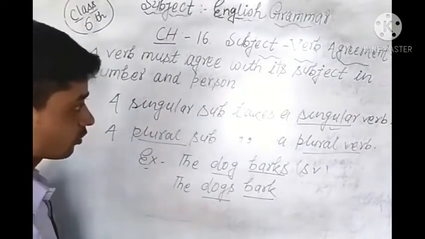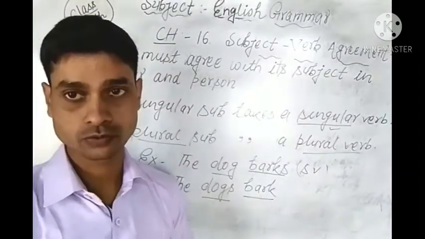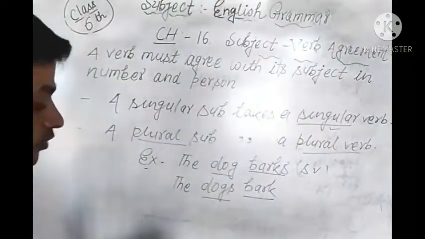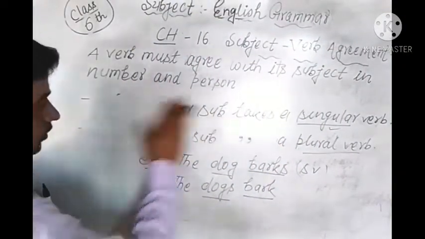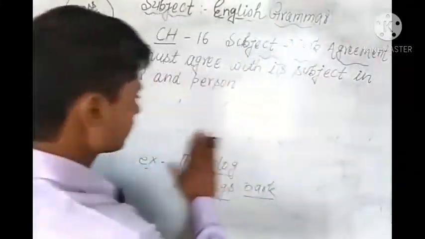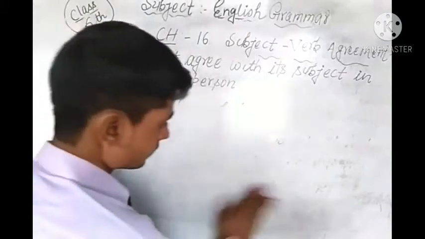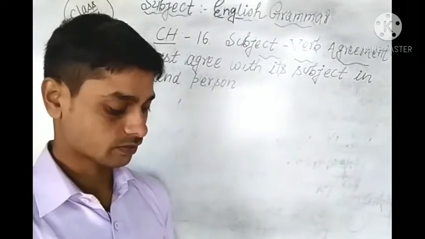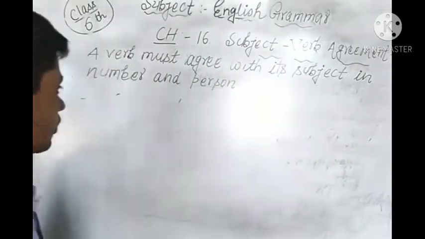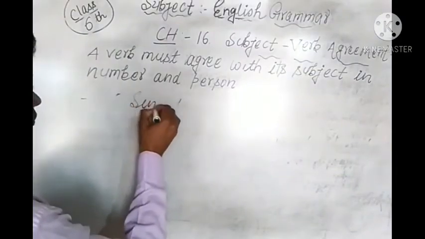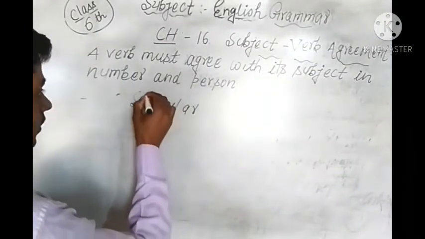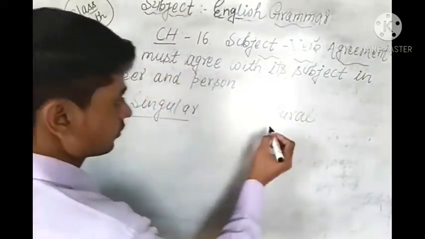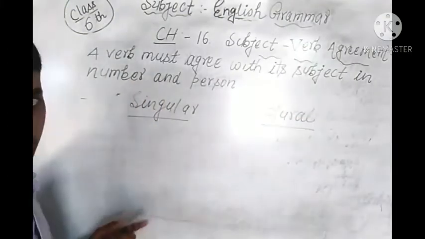So according to person and according to number, we have to know how to use the verb for the subject. You already know, students, there are three persons: first person, second person, and third person. According to number, we have to know which verb is singular and which verb is plural. Singular or plural.